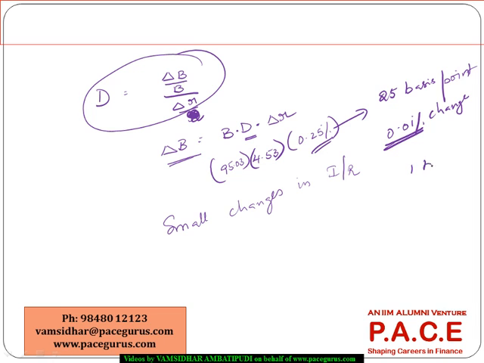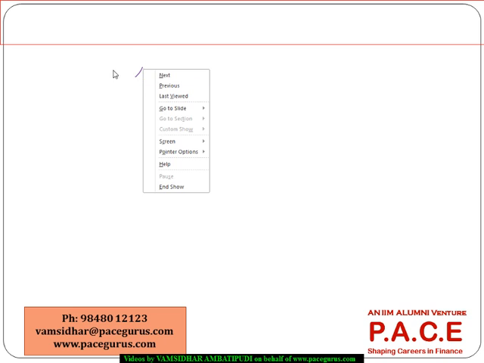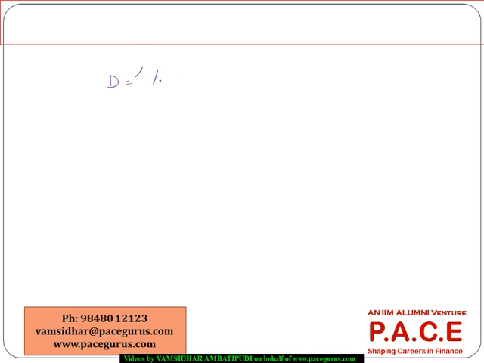So when someone says there is a 1 basis point change, it's as good as saying the percentage change in the interest rate is 0.01%. Applying that 0.01%, we can compute the change in the price of the bond. So the definition of duration is boiling down to something as simple as the percentage change in the price of the bond divided by the percentage change in the interest rate.